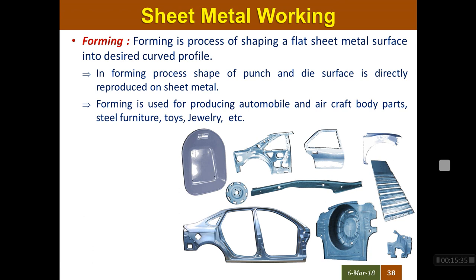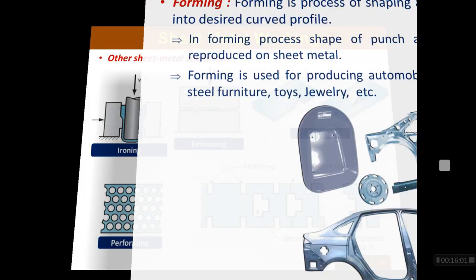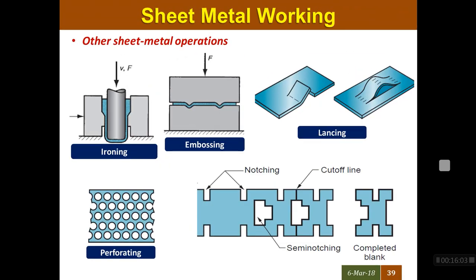Next is the forming operation. As we discussed, all these automobile parts and body structures can be manufactured by forming operations. Forming operations are normally used for automobile and aircraft parts, as well as steel furniture, toys and jewelry. These are general applications of forming operation, where we form different shapes by application of heavy compressive force.